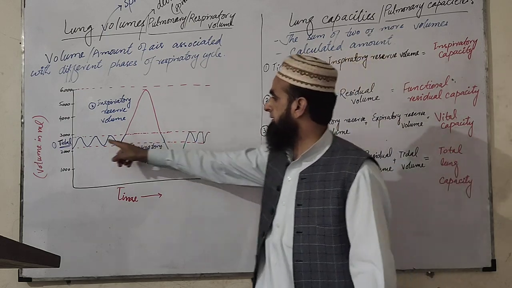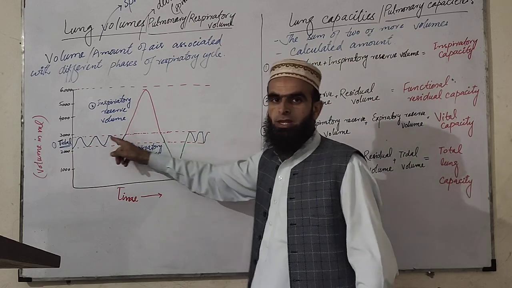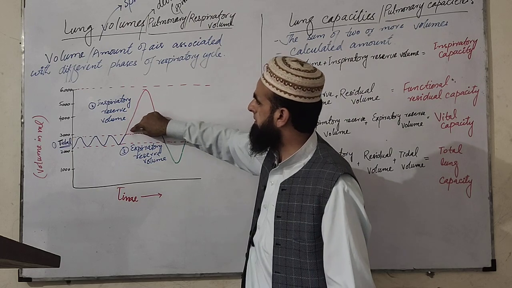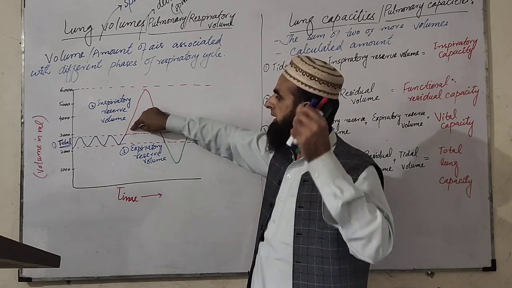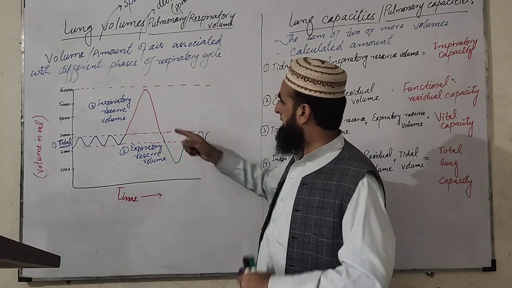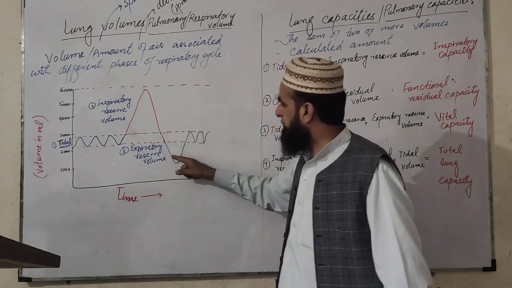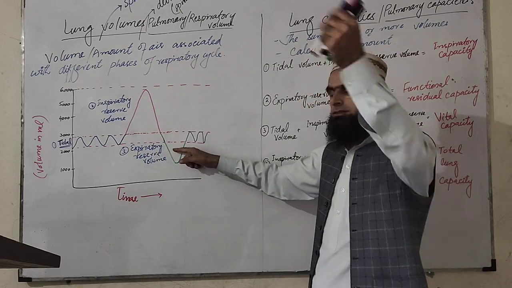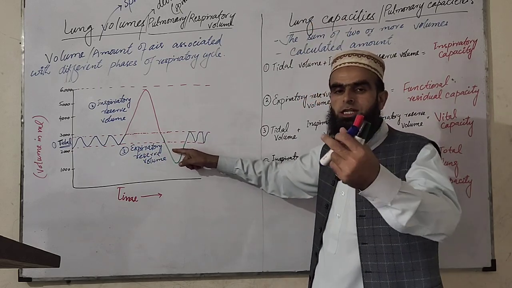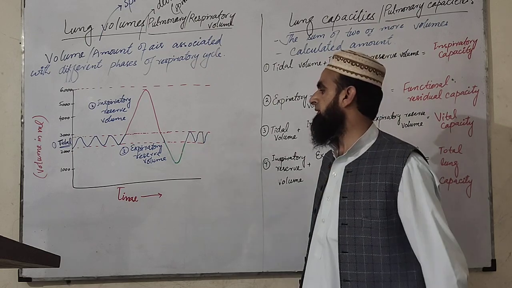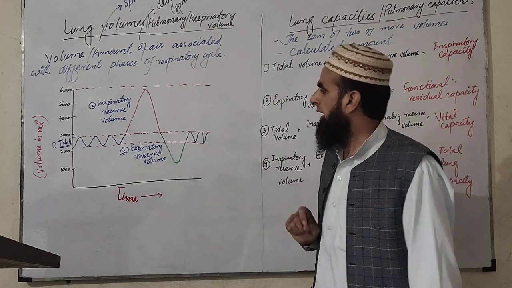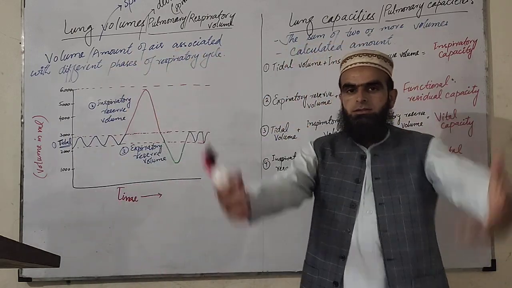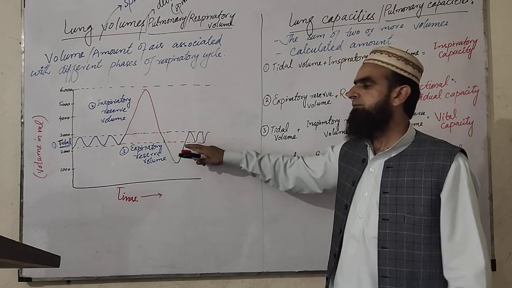So this is the normal inspiration, which is about 500 ml. Then the inspiratory volume is the extra volume that is inhaled during a deep breath. Similarly, the volume which is exhaled extra to the tidal volume during a forced expiration or forced exhalation. Similarly, we exhale that extra amount of air from our lungs.